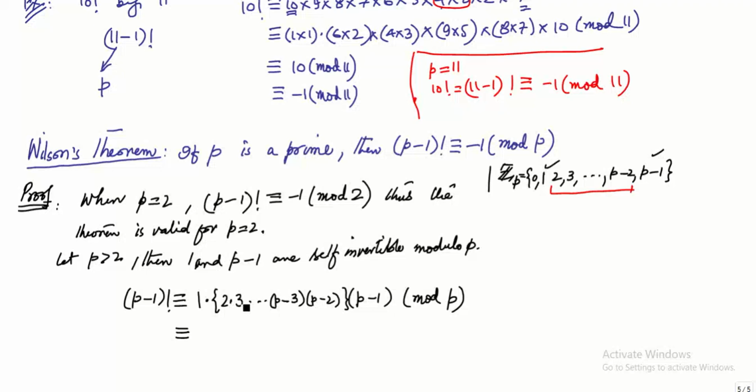So if we write those integers in pairs, we will get 1 in the form of products. At the end, if we write these numbers in products, we will get 1 as the product here. So 1 times p minus 1 modulo p, and this gives you minus 1 modulo p. That's the proof of Wilson's theorem.